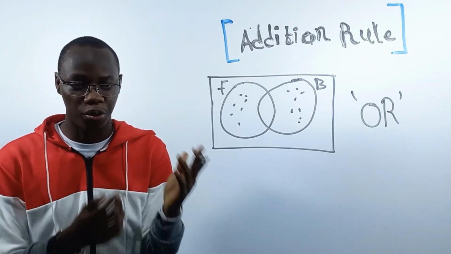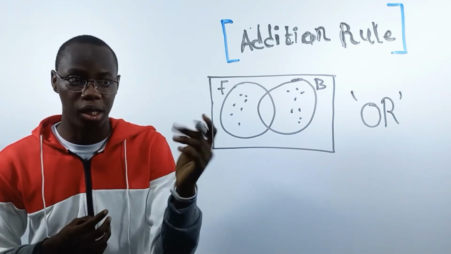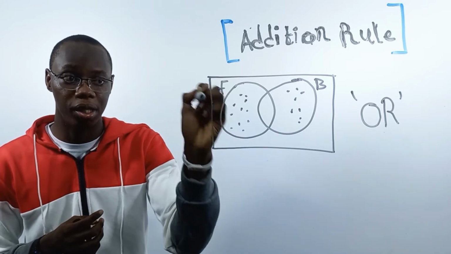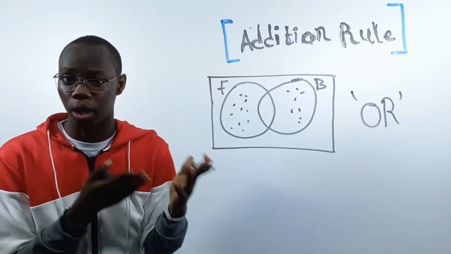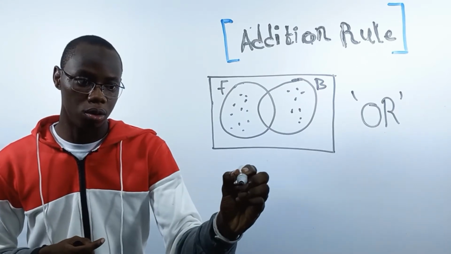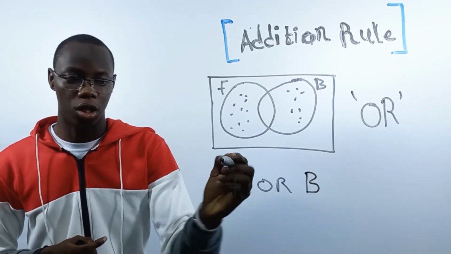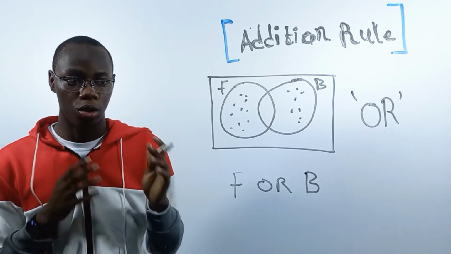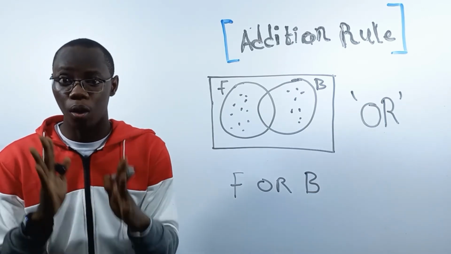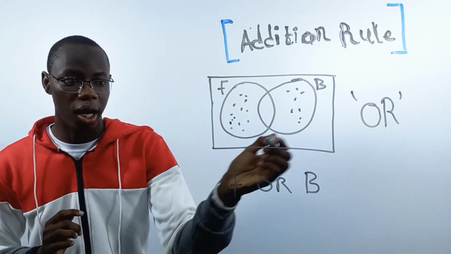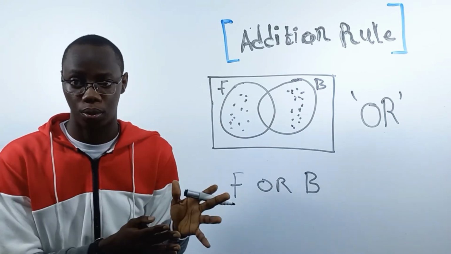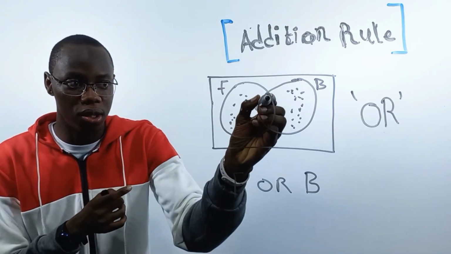If I say what is the probability of picking a student in class that either plays football or basketball, that would be football or basketball, right? Or if you hear the word either, football or basketball. But if that were the case, it means that we need players that play only football and only basketball. We don't need players that play both. So if that were the case, it means we don't need this.